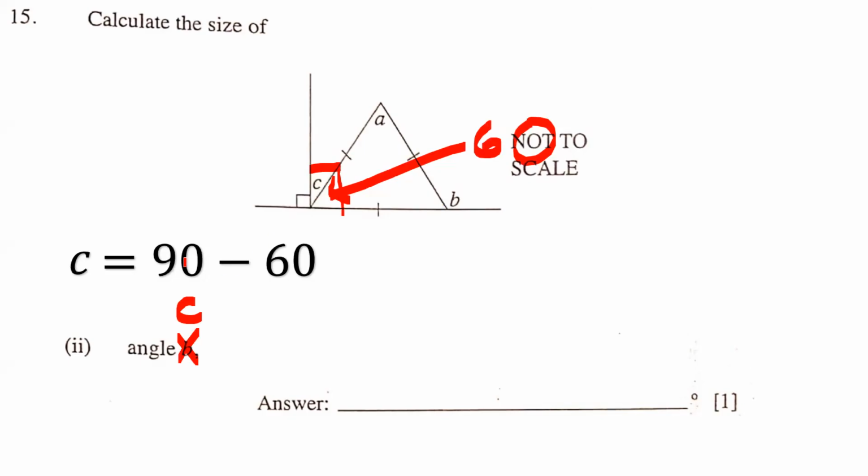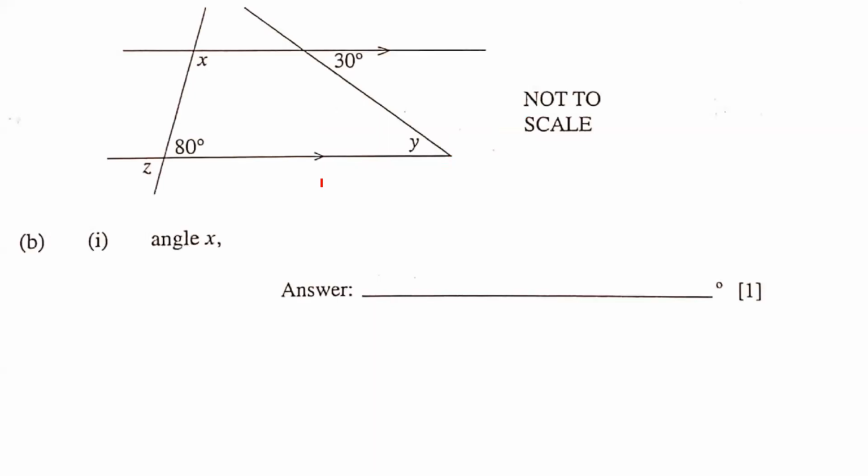And so that means we're going to subtract 90 minus 60, which is going to give us 30. So that means that C is 30, which makes sense because if C is 30, then 30 plus 60 is 90, and we know this side must be 90. So the answer there is 30.